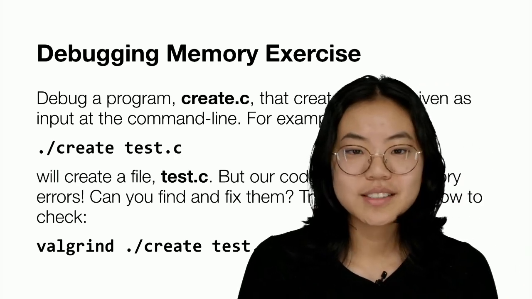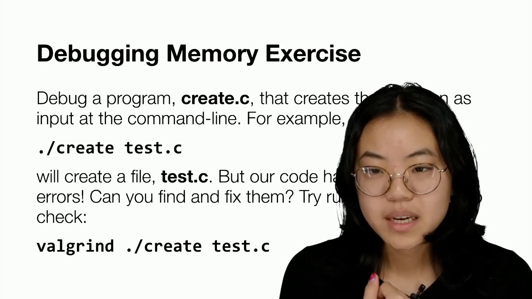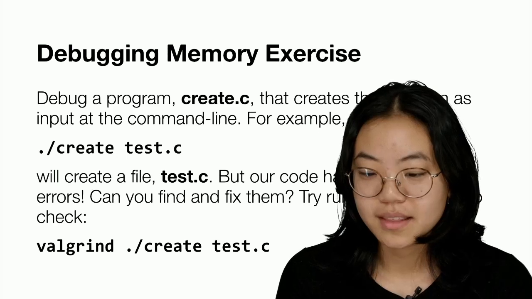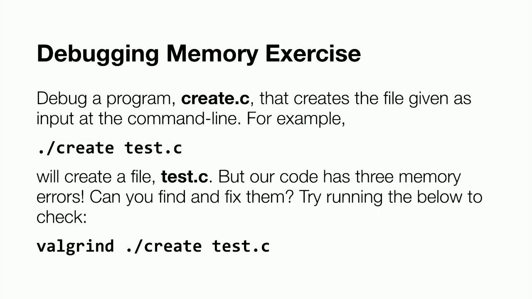Okay, we're going to do another exercise here, and it's going to be less coding and more debugging, spotting what is going to go wrong with some of these memory issues. We're going to debug a program create.c that creates a file given as input at the command line. So if I run ./create test.c, it's going to create a file called test.c. But our code has 3 memory errors. Can you find and fix them?